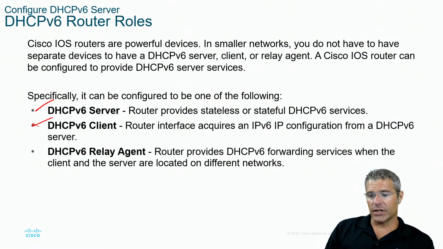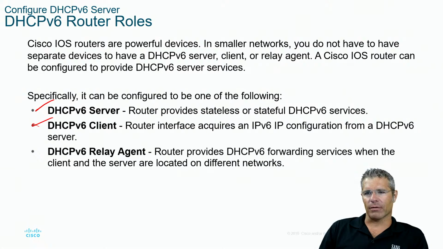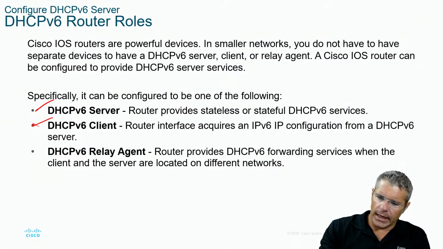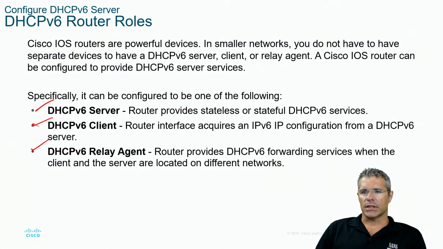Potentially, you can set up a router to accept an IP address from a DHCPv6 server. I am hesitant to let my DHCP servers configure my routers. Feels like bad mojo, but it's a thing you can do. And it can potentially be set up as a DHCPv6 relay agent, which means it's going to forward on various information, not just DHCP information, potentially others, to clients on the other side.